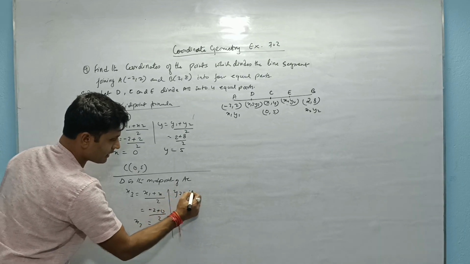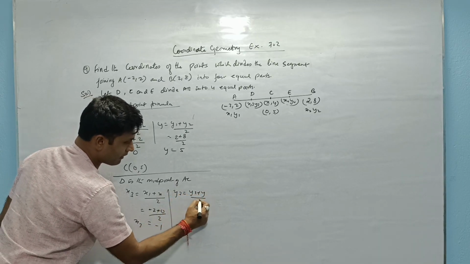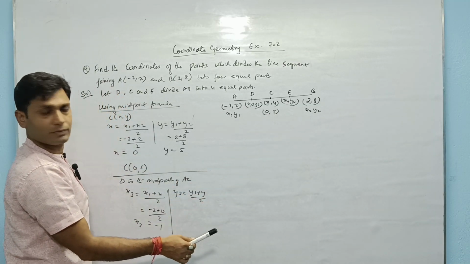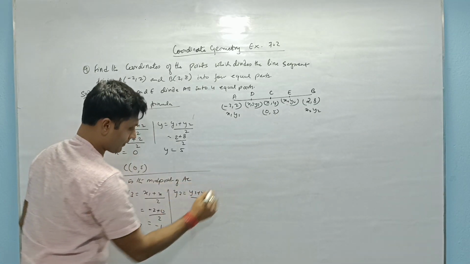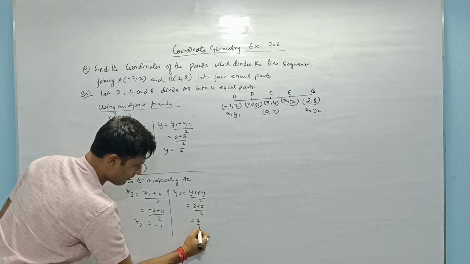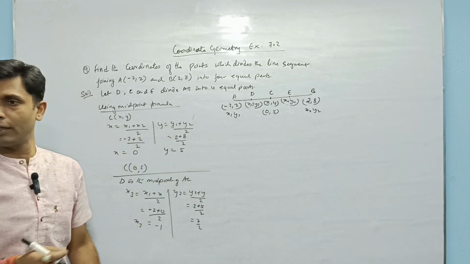Likewise, y3 is equal to y1 plus y divided by 2. So that is 2 plus 5 by 2, which is 7 by 2. Any doubt?